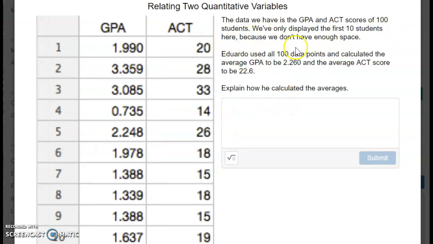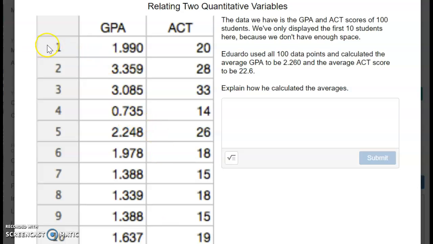Okay, and then this time we are given a little bit more information here. The data we have is the GPA and ACT scores of 100 students. We've only displayed the first 10 students here because we don't have enough space. But we have a whole lot more than just these 10 students' data. So this is the first 10 students. Student 11, 12, 13, 14, it will continue.